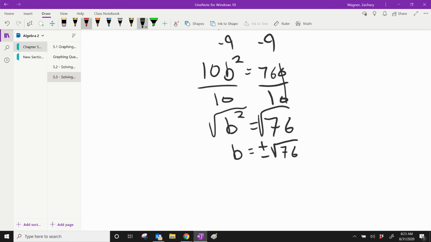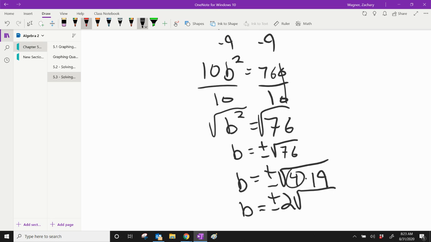Now, I do know that 4 does go into 76. The reason I know that is I know 4 goes into 80 20 times. So it goes into 76 one less than 20, 19 times. We could pull out that 2 because the square root of 4 is 2. We're left with plus or minus 2 root 19.